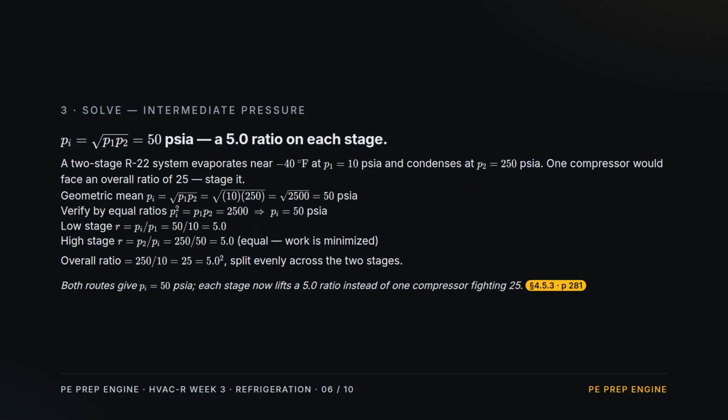Solve. Evaporator at 10 psia absolute. Condenser at 250. An overall ratio of 25, far too much for one compressor. The intermediate pressure is the geometric mean, root of 10 times 250, root of 2500, 50 psia. Check it the other way. Pi squared equals the product, so Pi is 50 again. Each stage now carries a ratio of 5, and 5 squared is the overall 25. Evenly split, minimum total work.